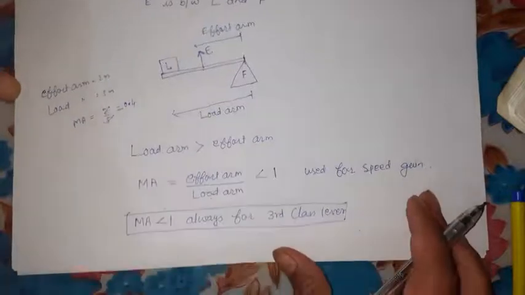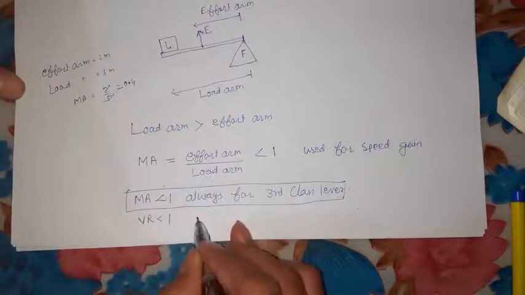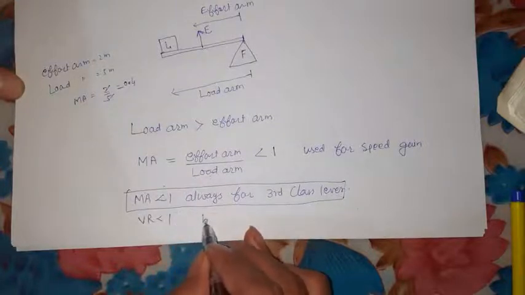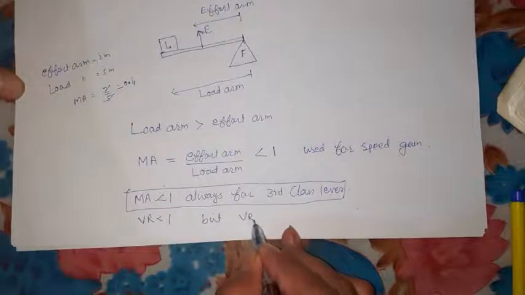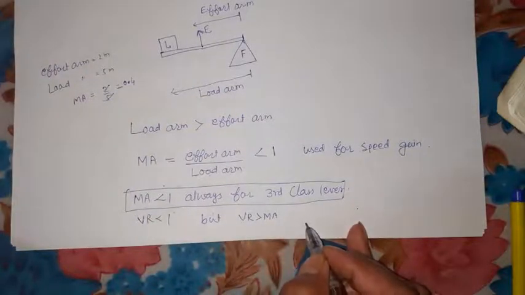And what will be the velocity ratio for this, student? So velocity ratio will also be less than 1. But remember that velocity ratio is less than 1, but it will still be greater than mechanical advantage. फिर भी ये क्या होगी? मैकेनिकल एडवांटेज से ग्रेटर ही होगी.